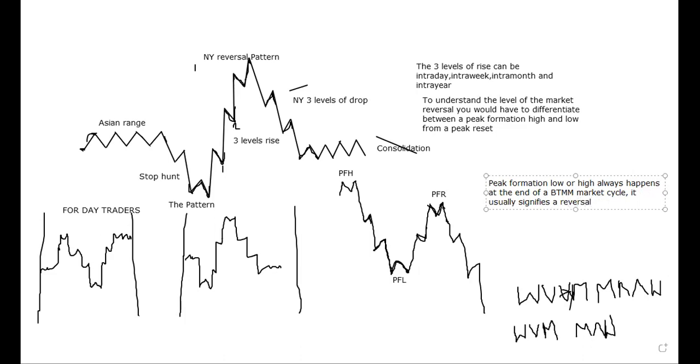You know what I'm saying? So what I mean by this, peak formation, low or high, always happens at the end of a BTMM market cycle. Now this is a BTMM market cycle. Asian range, stop hunt, then we have a W pattern forming, then you have 1, 2, 3. Then you have another, then you have a peak formation, New York reversal peak formation. As you can see, it signifies a reversal to this buy.